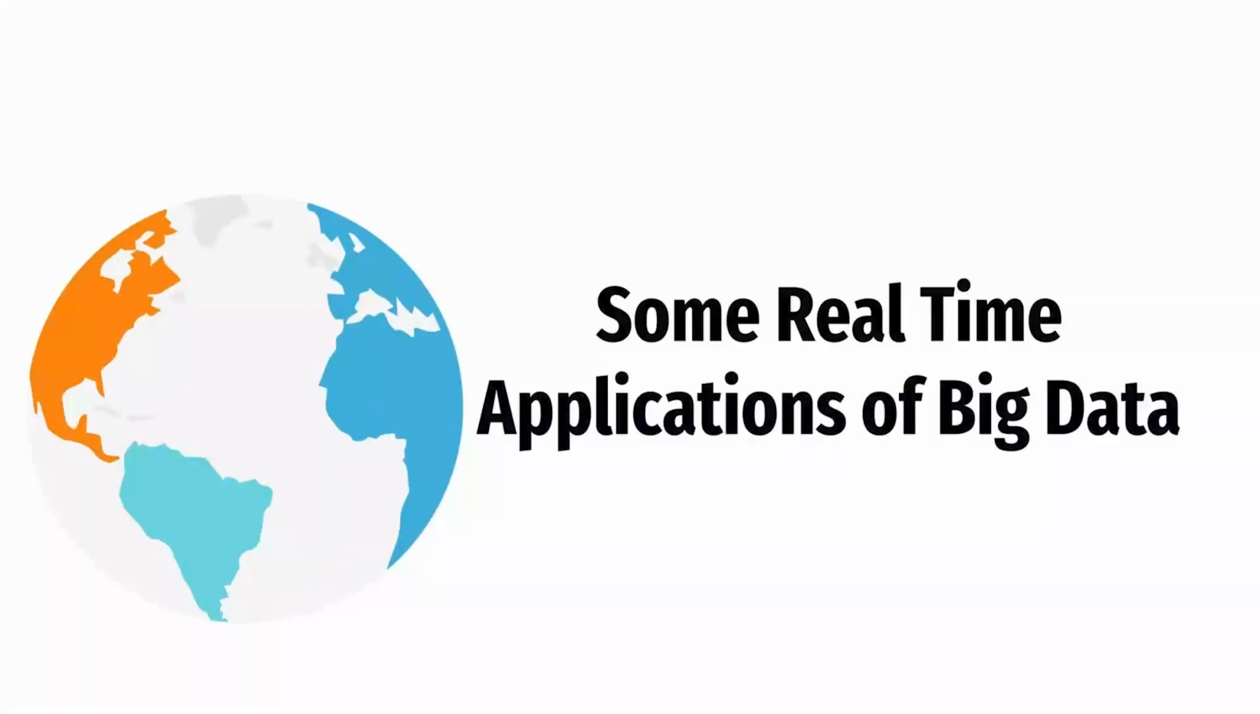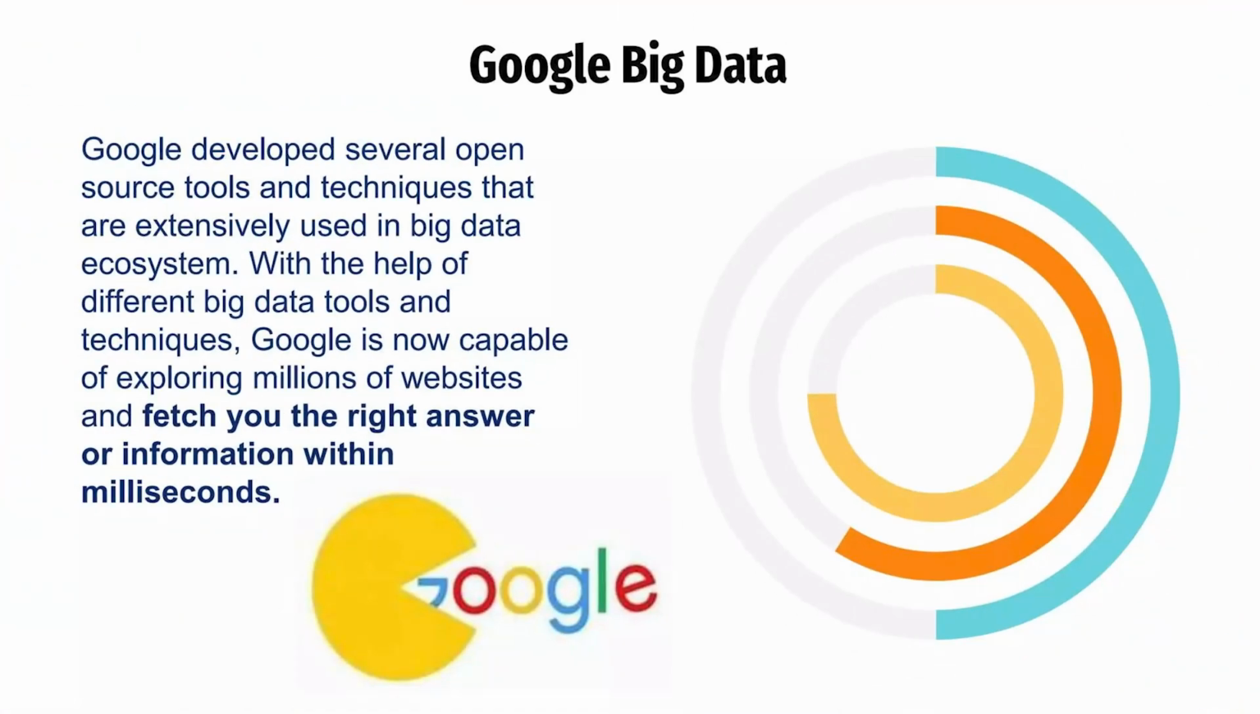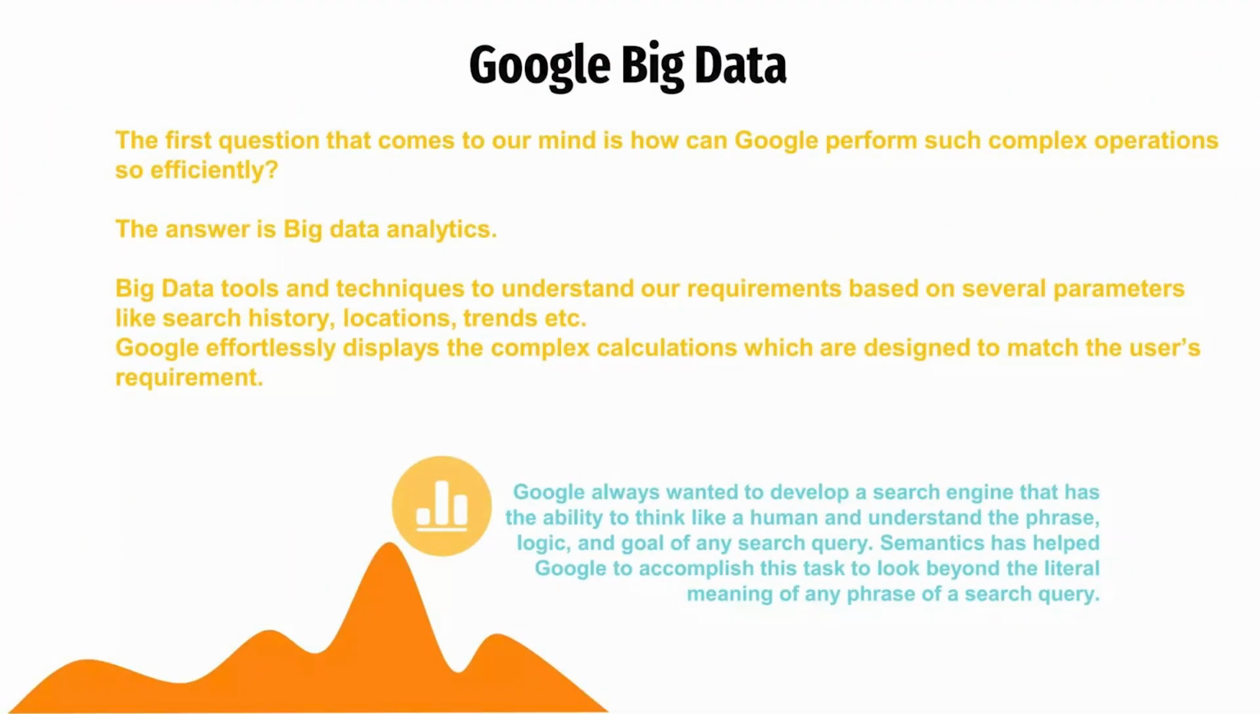Some real-time applications of big data. First one, Google big data. Google developed several open source tools and techniques that are extensively used in the big data ecosystem. With the help of different big data tools and techniques, Google is now capable of exploring millions of websites and fetching you the right answer or information within milliseconds. Most humans think about one thing. The first question that comes to our mind is, how can Google perform such complex operations so efficiently? The answer is big data analytics.